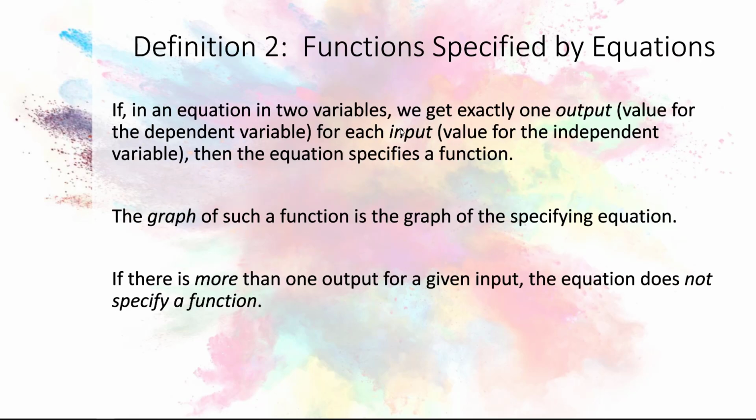And this brings us to our second definition, which is basically what we stated before. If you have an equation in two variables, and if we get exactly one output for each input, then that equation specifies a function. The graph of such a function is the graph of the specifying equation. And if there is more than one output for a given input, then obviously that equation does not specify a function.